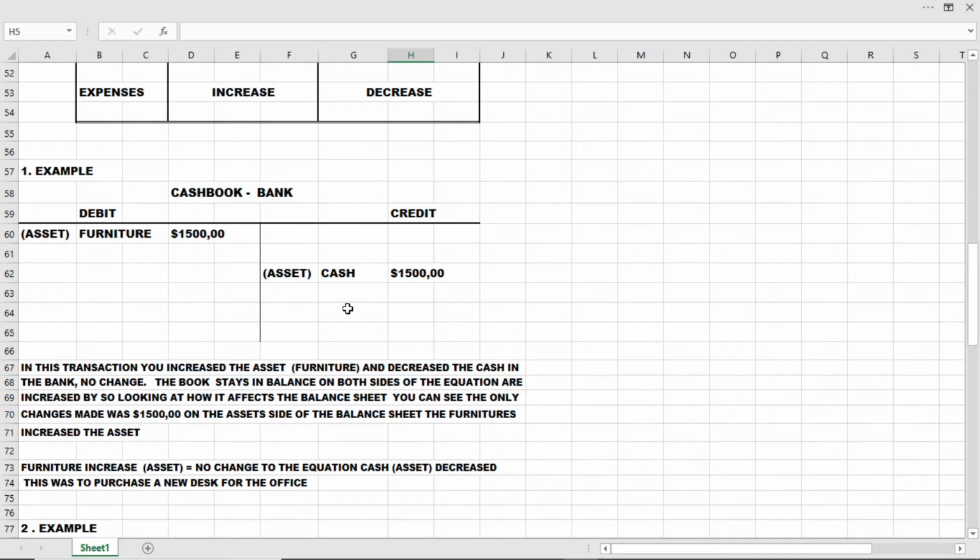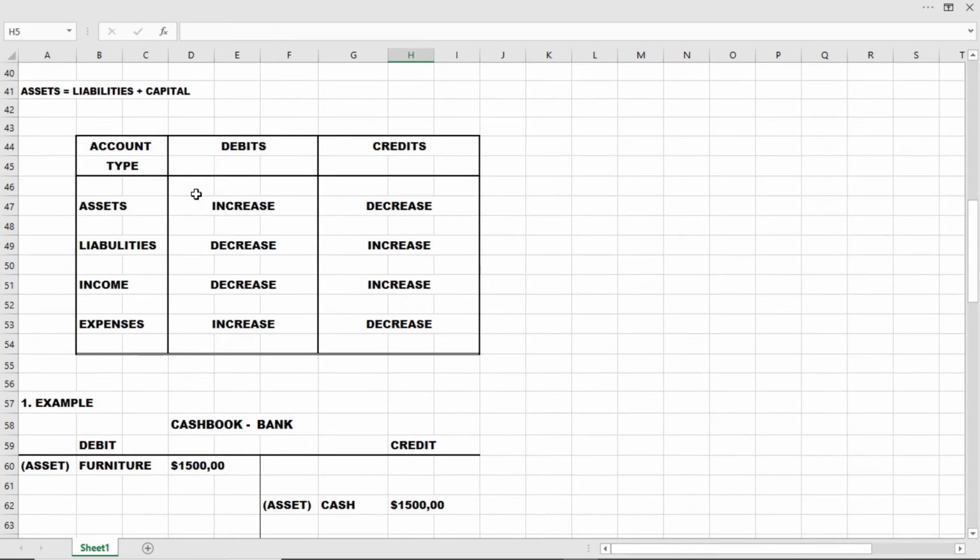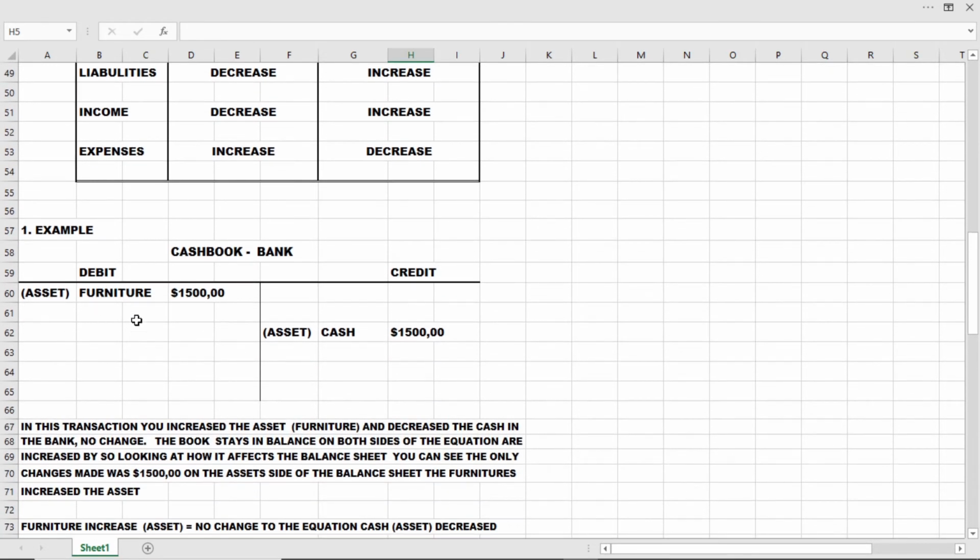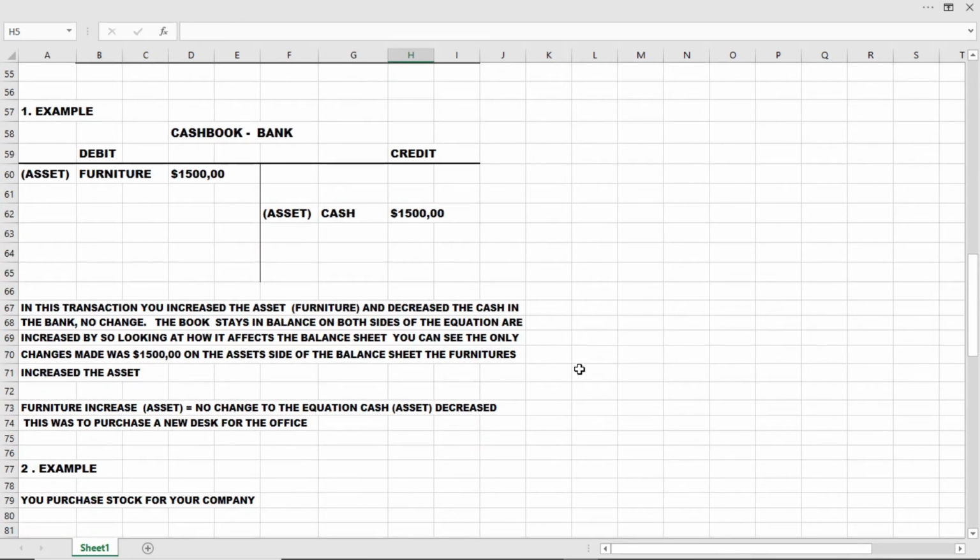So we credit that. If you have a look here again, we've increased our furniture that we bought for the company. So it's increased here. It's a debit. That's the furniture that we've increased. But at the same time, we've decreased the cash that we have. So that's on the credit side. And as you see, there's the asset furniture and there's the asset cash, 1,500, and they both balance. Okay, so furniture increased the asset, like I was just telling you. In other words, there was no change to the equation, and cash decreased.